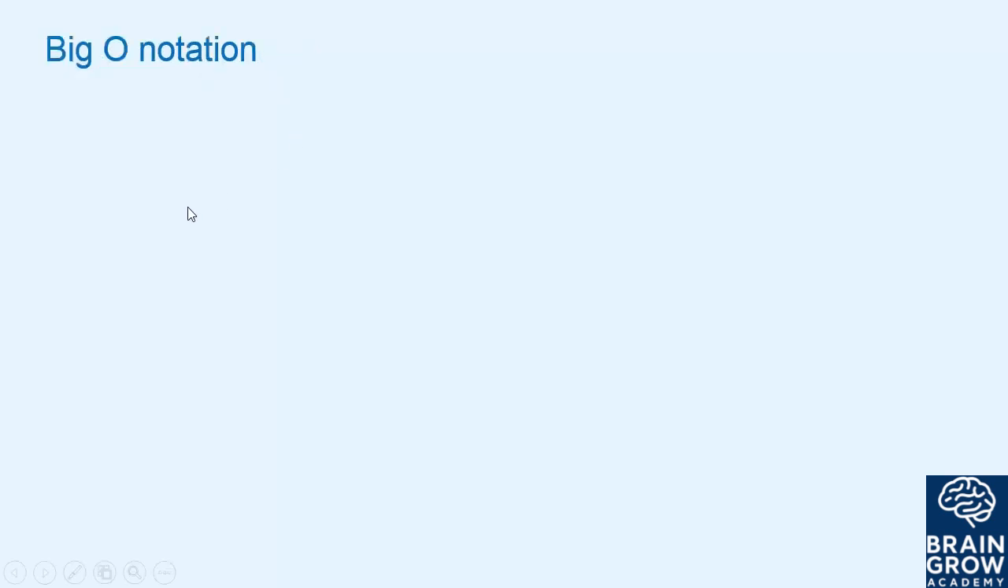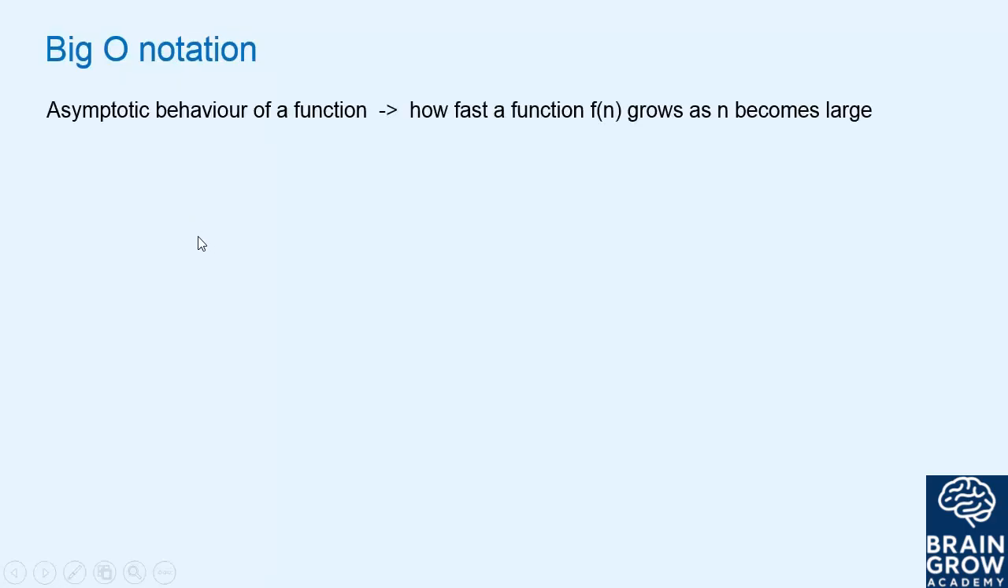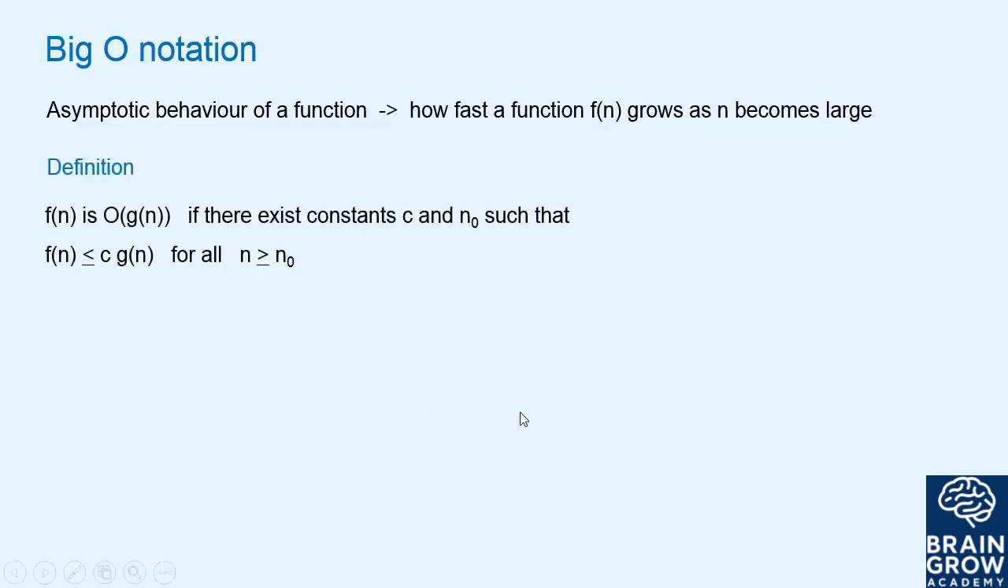Big O is the most commonly used mathematical tool to compare the efficiency of algorithms. It tells us about the asymptotic behavior of a function. That is, how fast a function f of n grows as n becomes large. This Big O examines the rate of growth of a function by comparing it with some standard functions whose rate of growth is known. Now let us see the formal definition of this Big O notation.